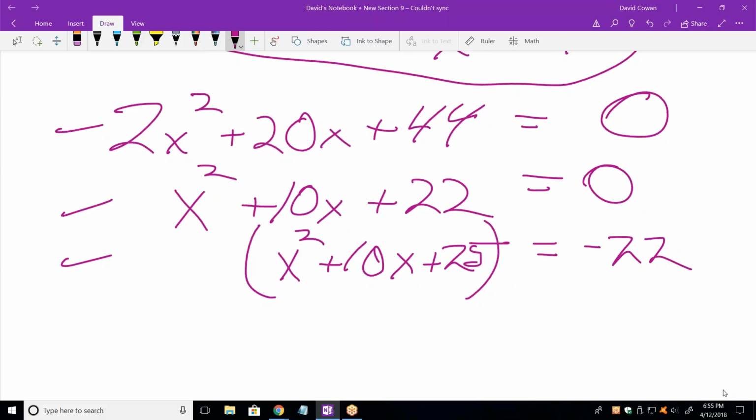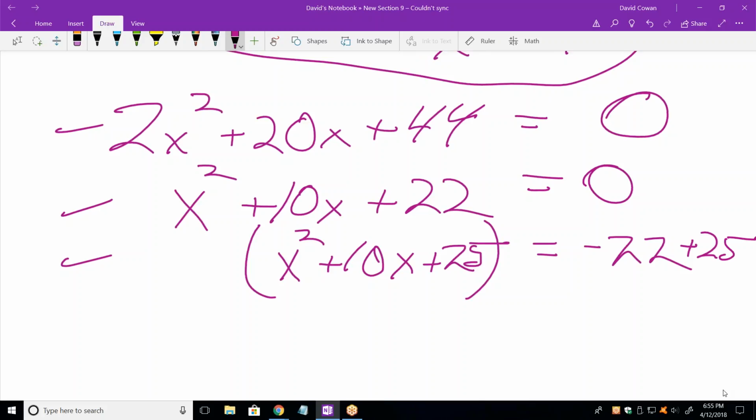I'm thinking. Remember, the goal is to not change anything from row to row. Well, I just changed something. So would you just add 25 to that too, the right side? Yeah. Now I haven't changed anything.